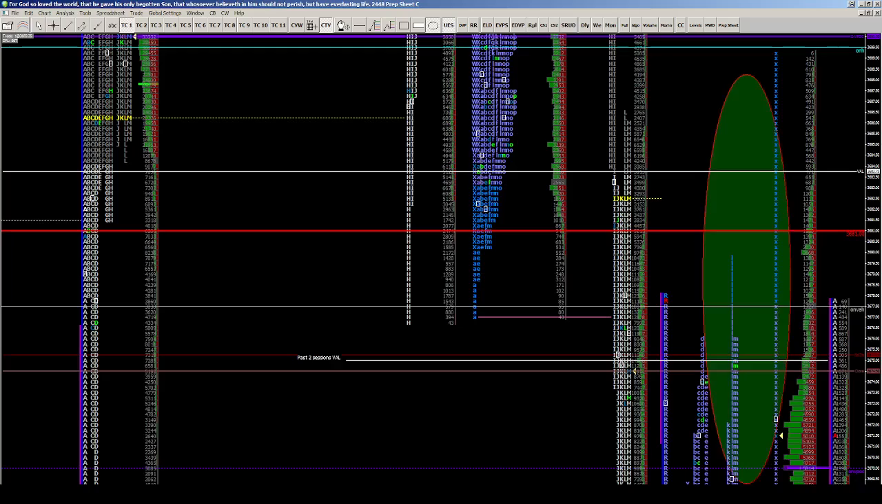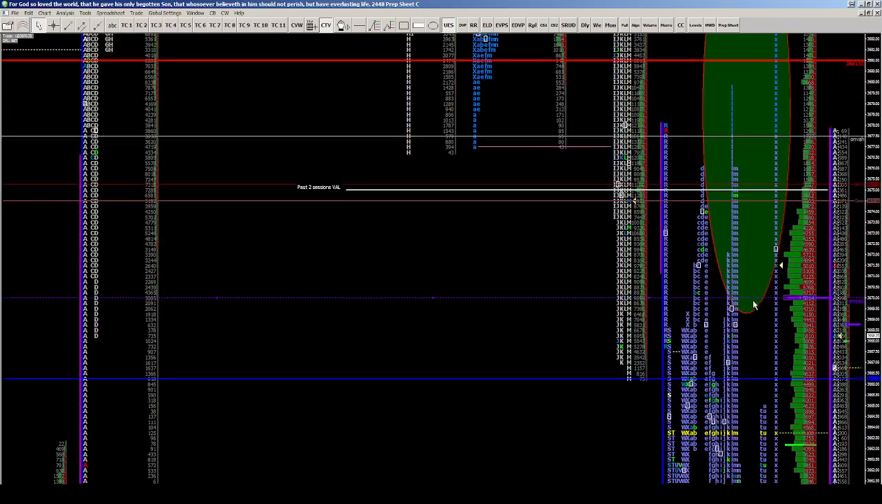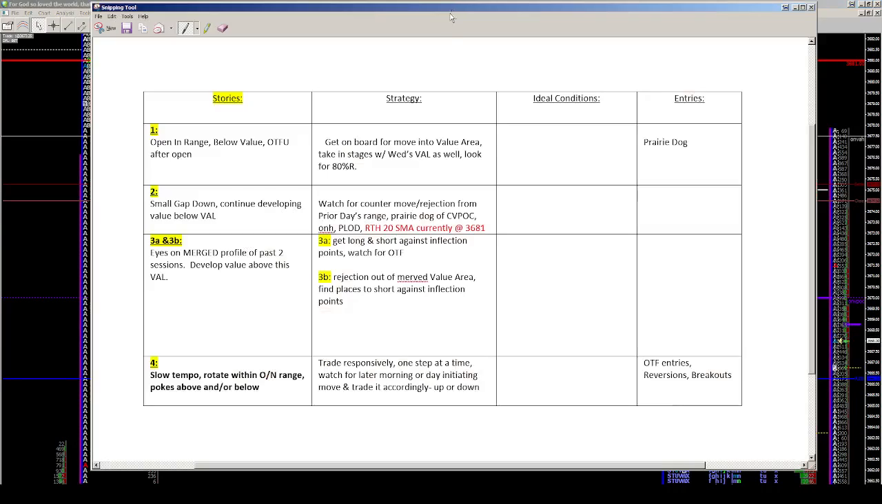If we really start to have value, which would be overlapping to lower at this point, developing like that, then we want to watch for the counter move rejection from prior day's range. So the strategy might be to prairie dog the contract volume point of control, the overnight high, the prior low of day. And then again, remember that regular trading hours 20 simple moving average was currently at 36.81.